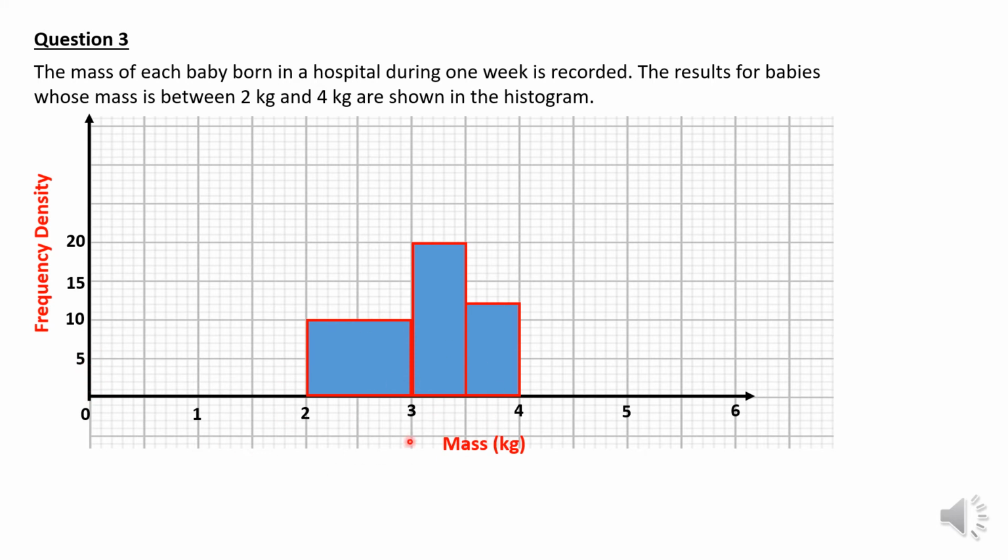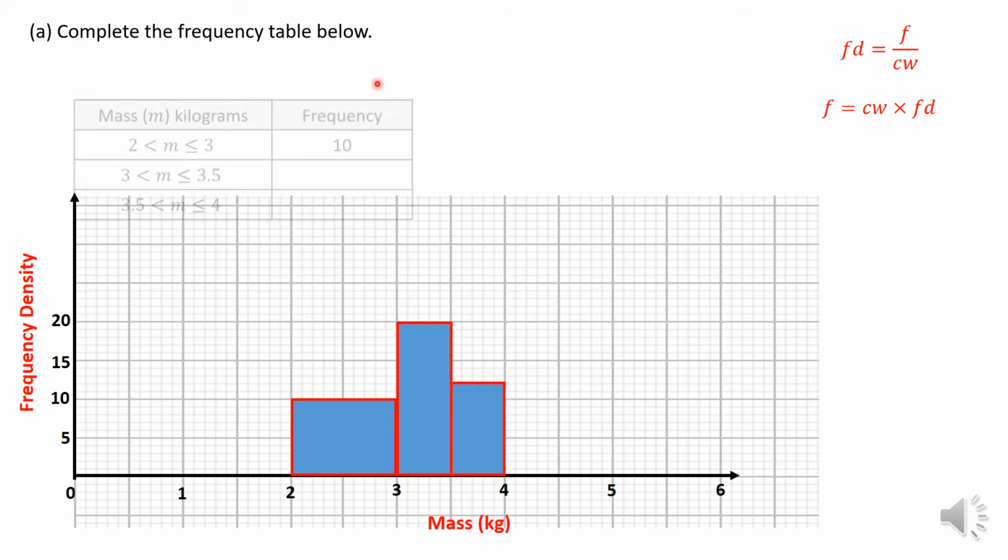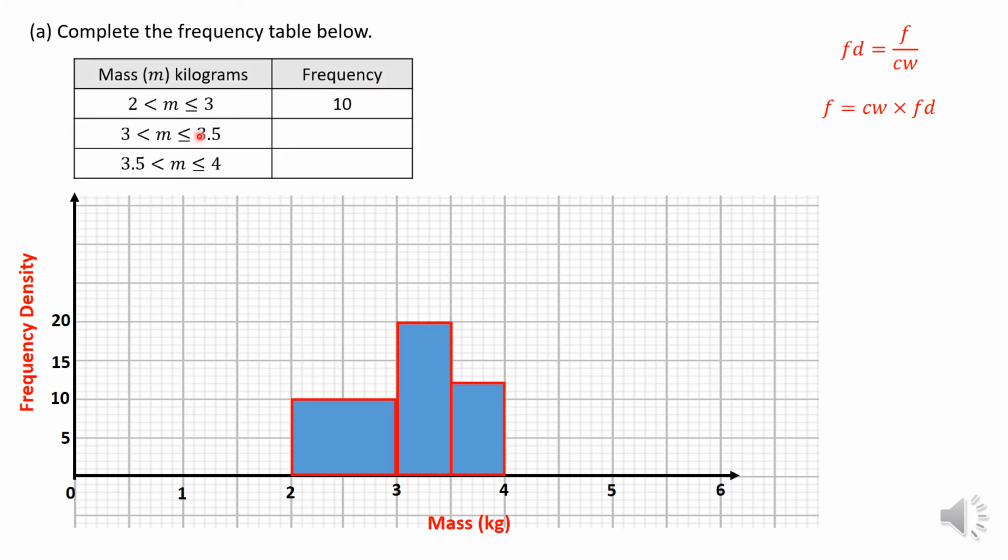Okay, and we're going to have some questions. Right, so the first question is we're supposed to complete the frequency table. So if I bring that table here, we want to know between 2 and 3. We know between 2 and 3, the frequency is 10. And we can actually see that the frequency is 10. Now between 3 and 3.5, the frequency there is 10.